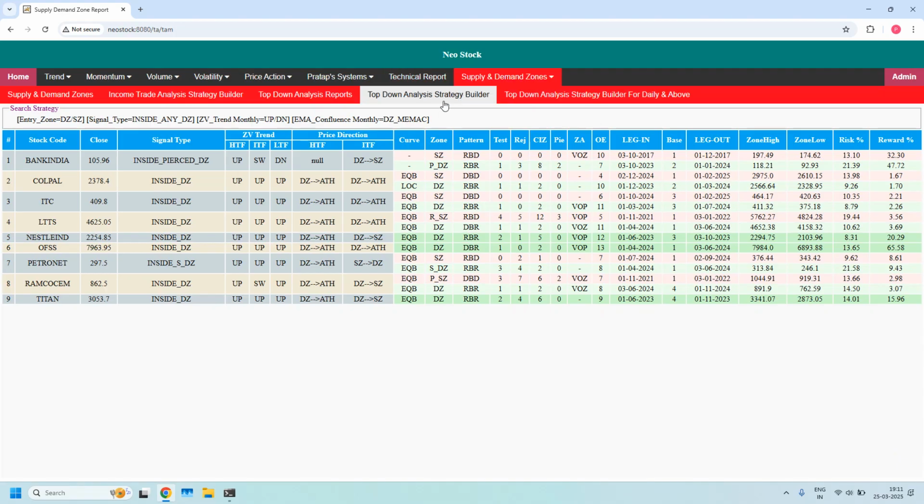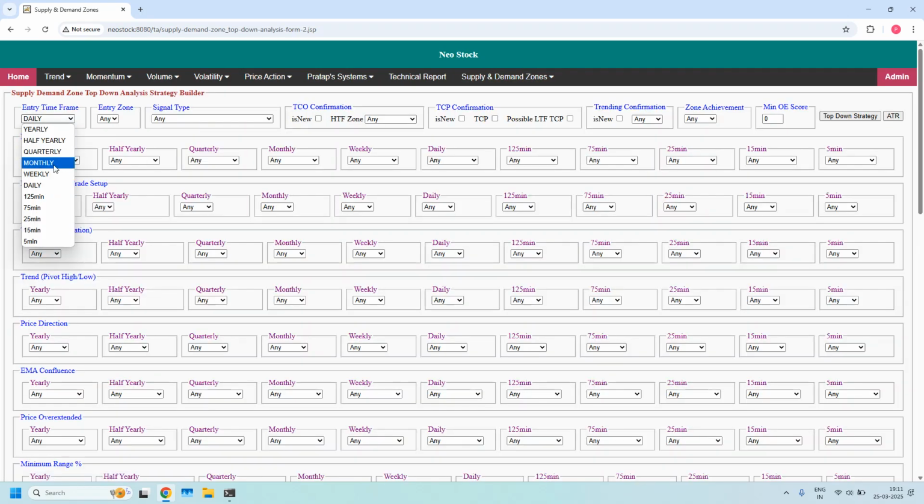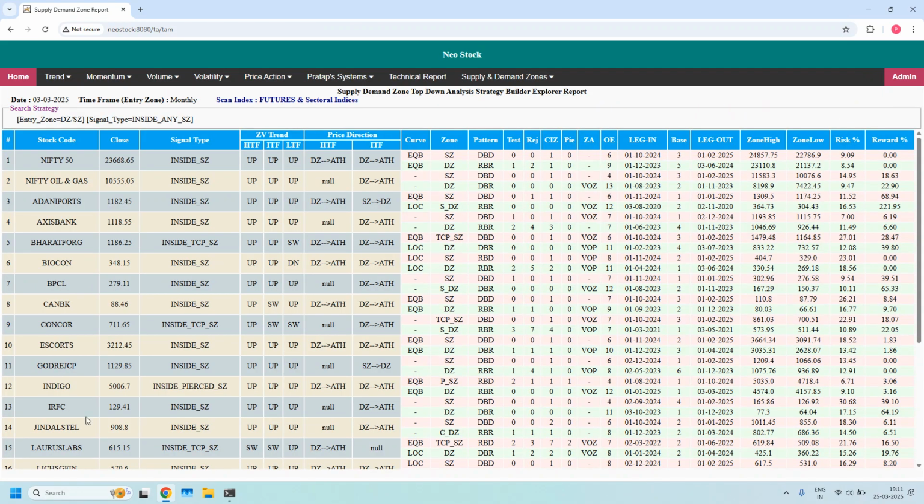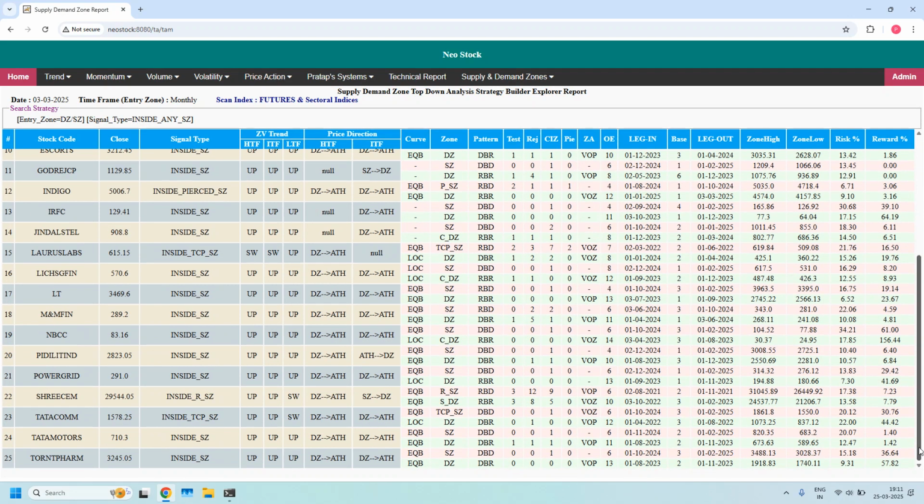Okay, next, monthly time frame, price closed inside the monthly supply zone. We got multiple stocks, so first 15 stocks in the list. Scrolling the list down. Total 25 stocks are filtered.